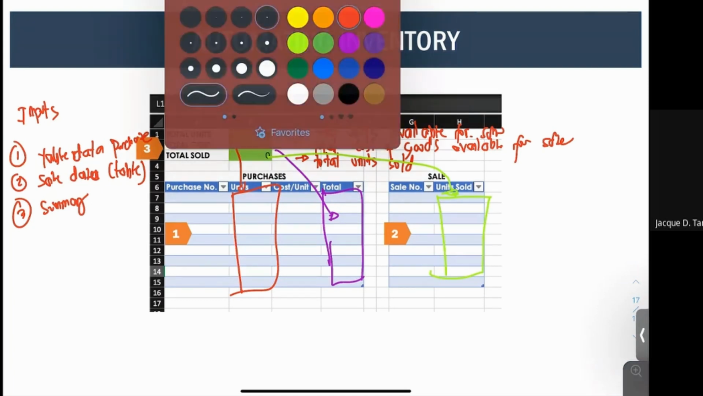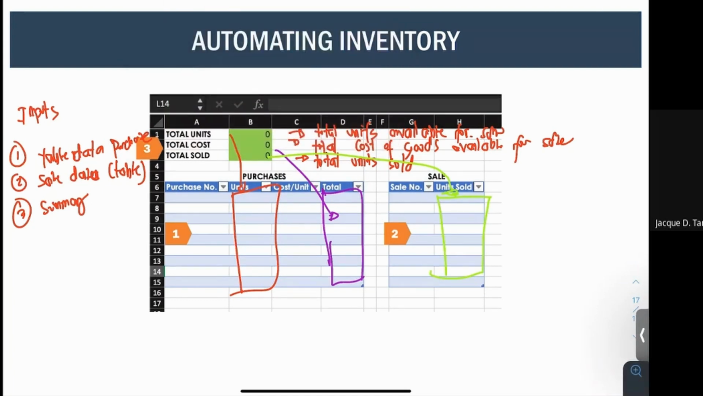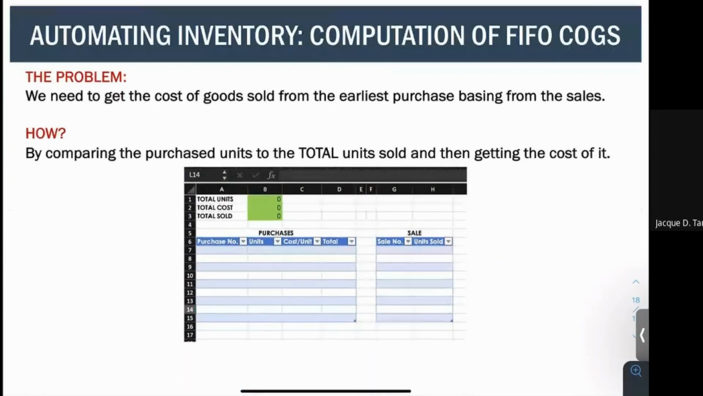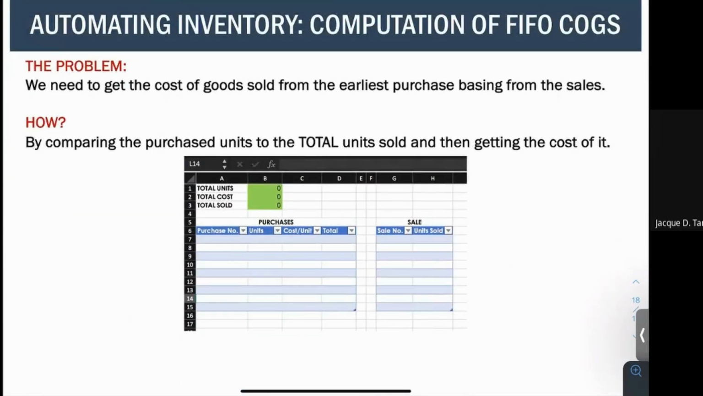After creating your inputs, we can now compute or automate our cost of goods sold. So automating inventory on the computation of FIFO cost of goods sold. So what is our problem? Our problem here is we need to get the cost of goods sold from the earliest purchase basing from the sales.